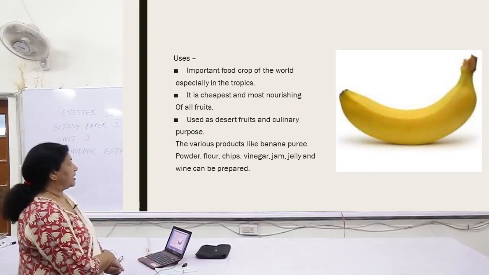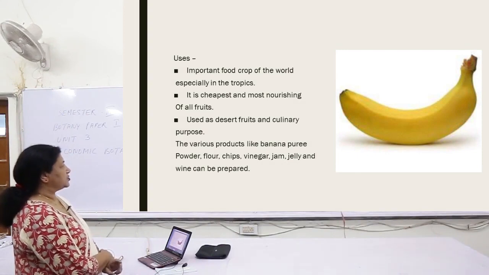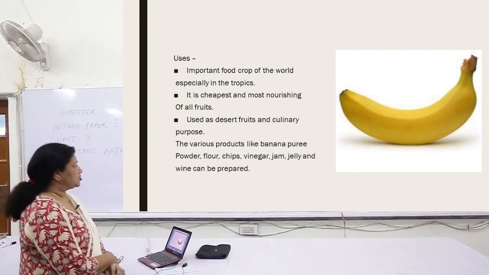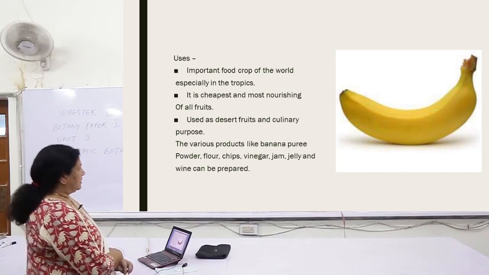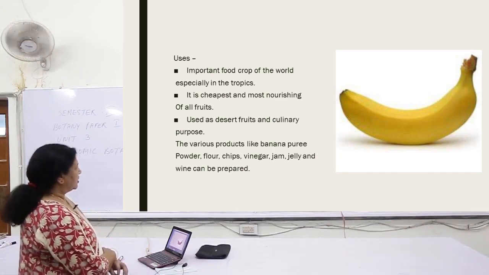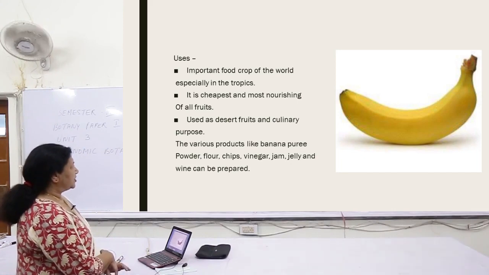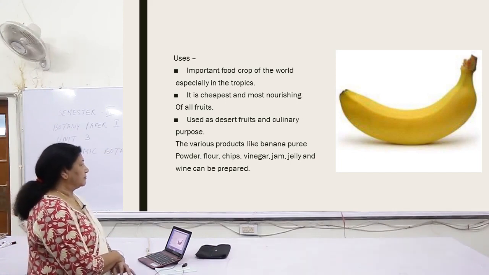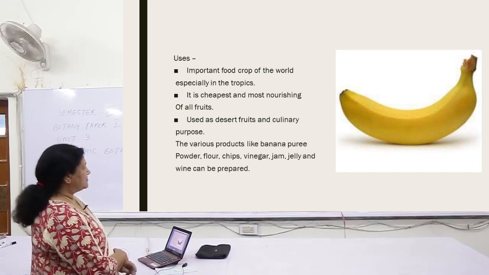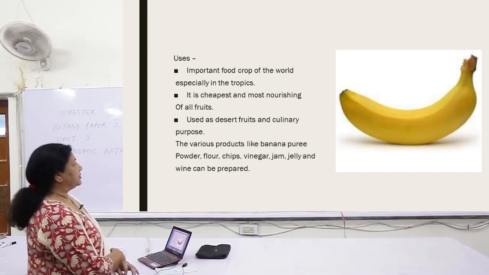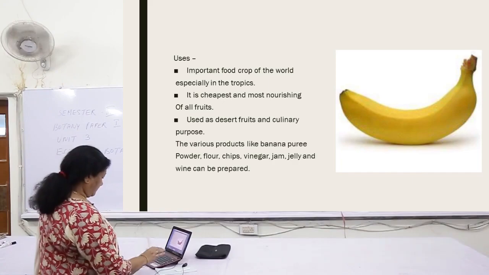Now the uses. Important food crop of the world, especially in the tropics. It is cheap and most nourishing of all the fruits. Used as dessert fruits and for culinary purposes. The various products like banana puree, powder, banana flour, chips, vinegar, jam, jelly and wine can be prepared with the help of banana.